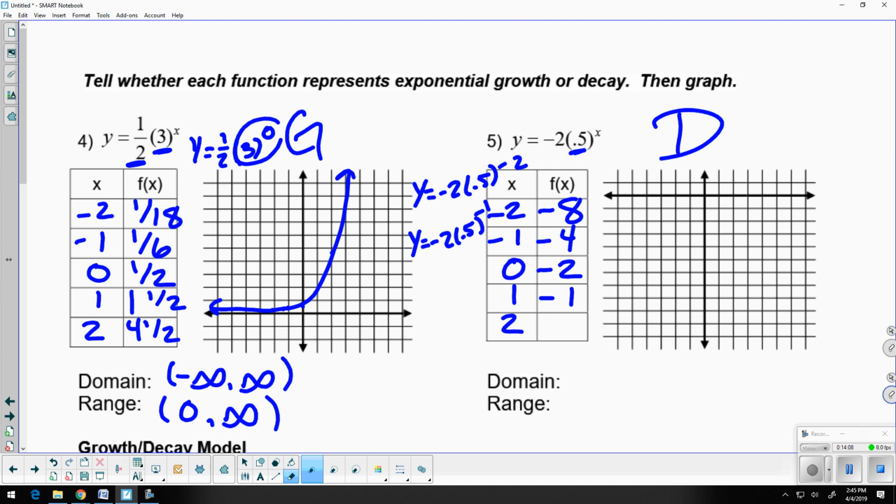Plugging in 2 for x, so that'd be 1/4 times -2 would be -2/4, so that's -1/2. Okay, so we got our table.